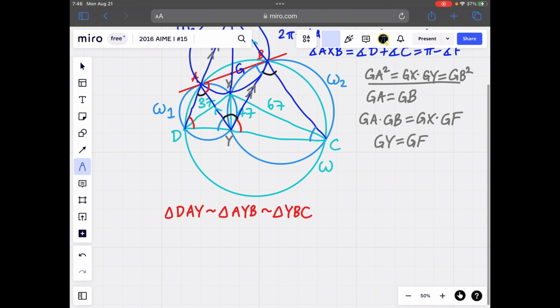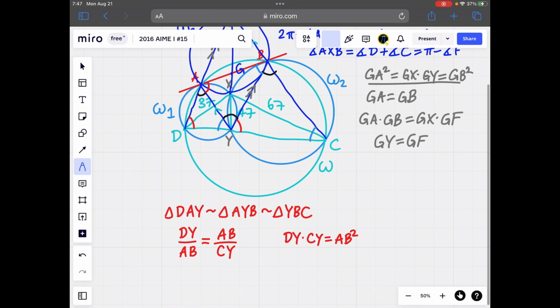So if we look at the first pair, we have DY over AB. But if we look at the second pair, second and third, that's equal to AB over CY. So DY times CY is equal to AB squared. And so, after all, it just turns out that the quantity we want to find, which is equal to AB squared, is nothing but DY times CY. Now, how can we find that?